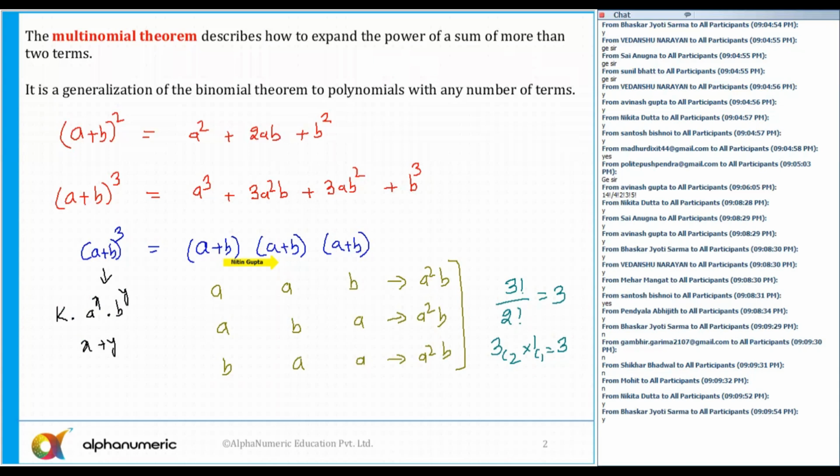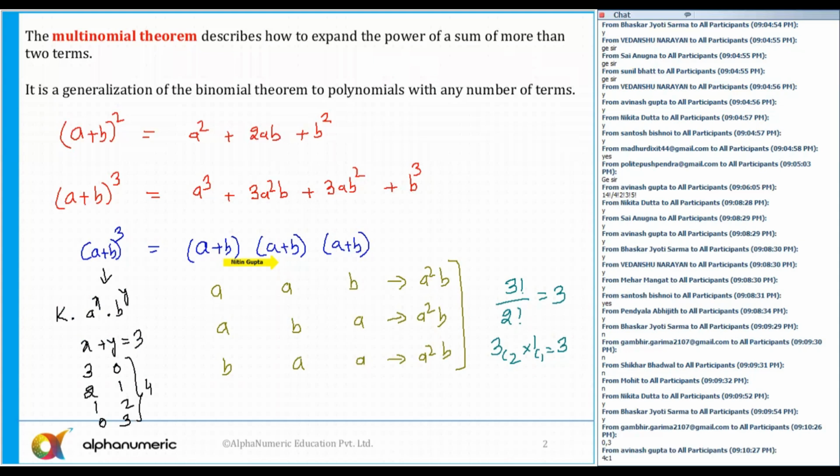So you can say the possibilities are x equal to 3, y equal to 0; x equal to 2, y equal to 1; x equal to 1, y equal to 2; and x equal to 0, y equal to 3. So how many ways? There are 4 ways.